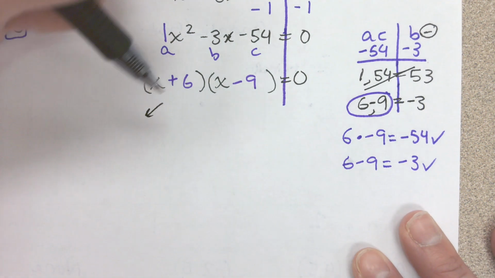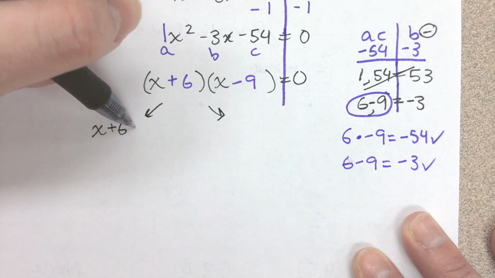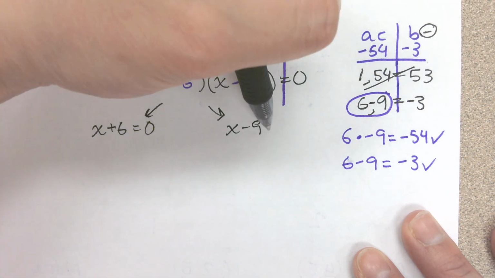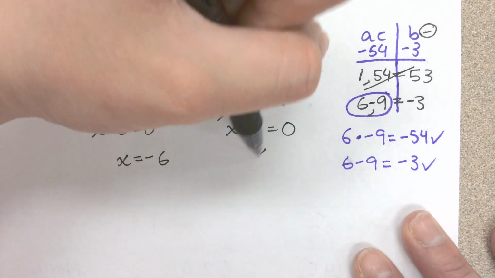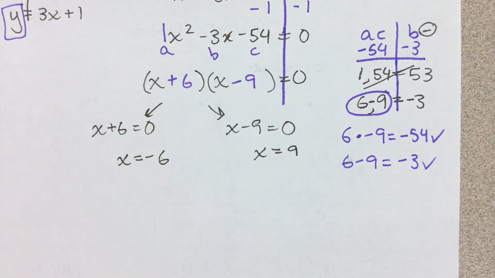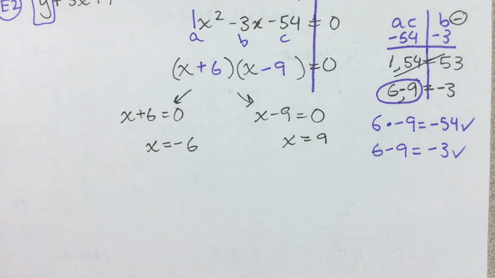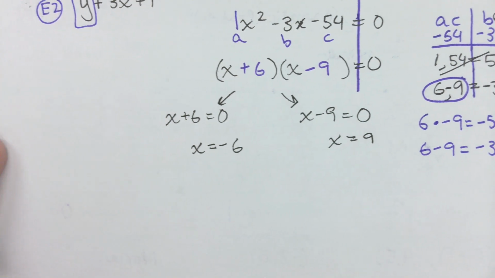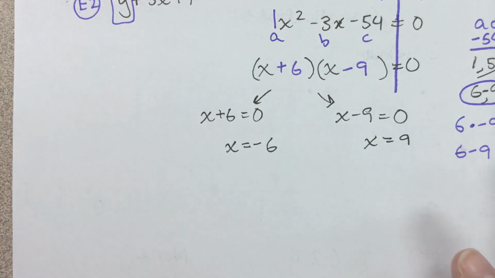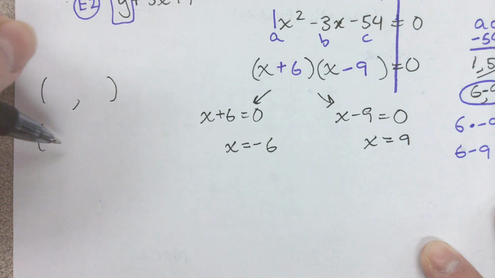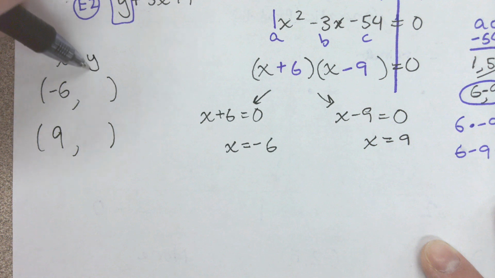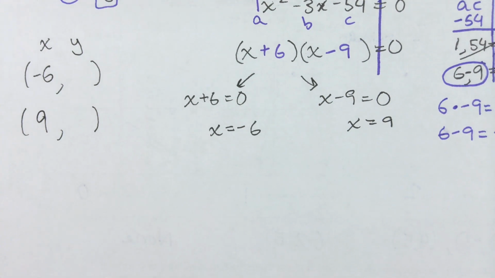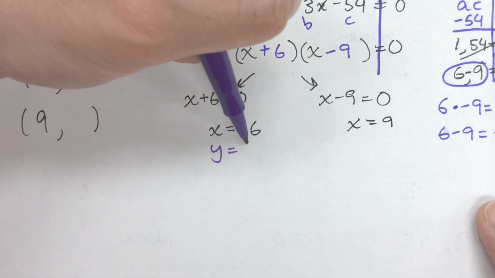Next, we split it up. X plus 6 equals 0. X minus 9 equals 0. Solving for x, we get negative 6 and positive 9. At this point, we have half of 2 answers, half of 2 points. We have negative 6 in one point and 9 in the other. And we still have to find both of their y values.